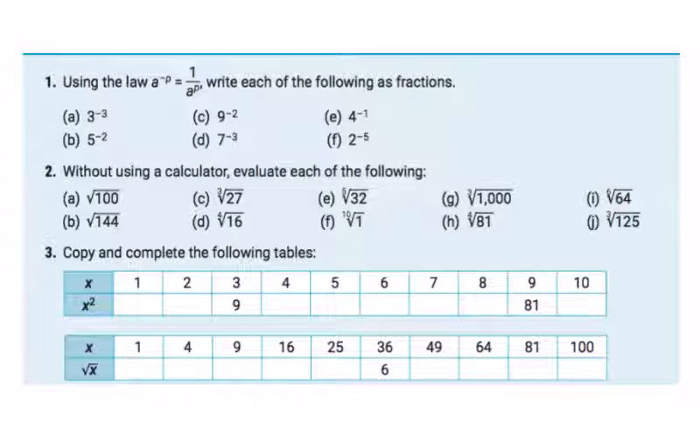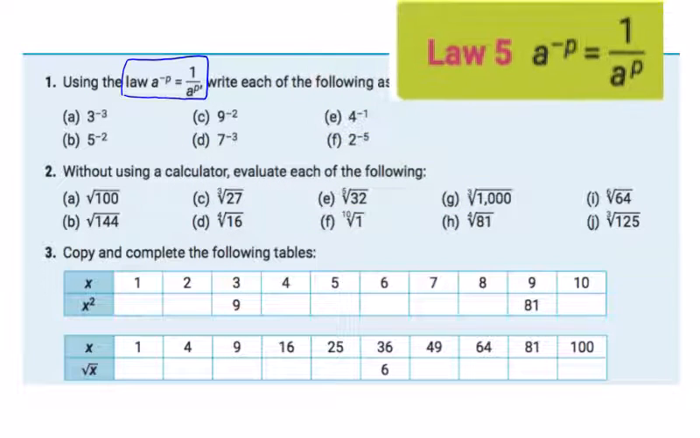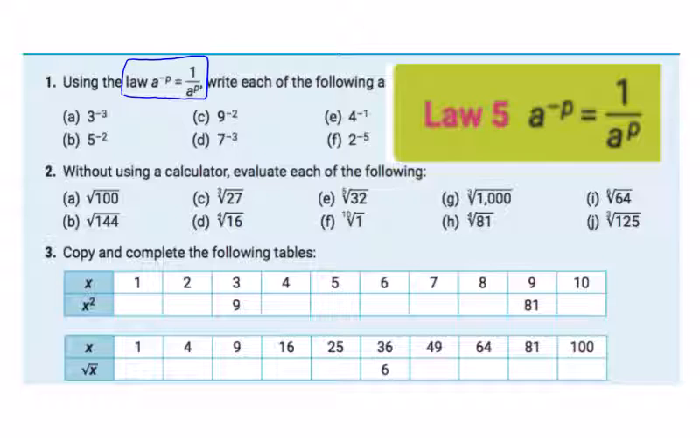So question 1, you're told to use this law: a to the power of minus p is equal to 1 over a to the power of p, and this is law 5, this one here. The same would be if it was 1 over a to the power of minus p, it would go up to the top and become a to the power plus p. So when we move an index up or down, it changes sign.